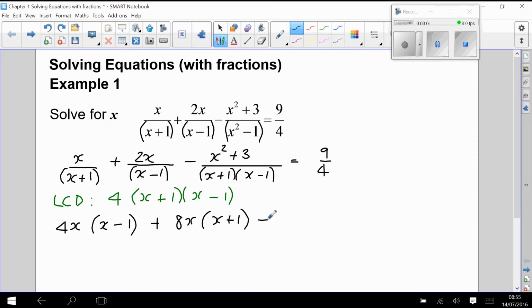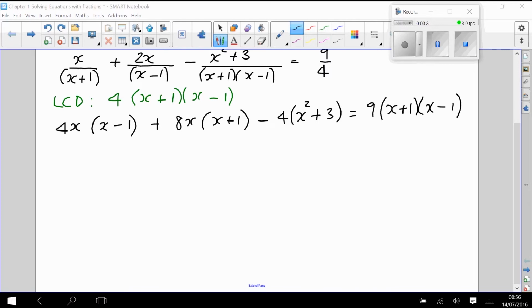Moving on to the next term, it had both of the bracket factors in its denominator, and so the only factor that would be left over is the 4, and this must be multiplied by the whole numerator. And then lastly, on the right-hand side, I had the number factor of 4, and so 9 must still be multiplied by the two bracket factors. In my next step, I'm going to multiply out all of these brackets.